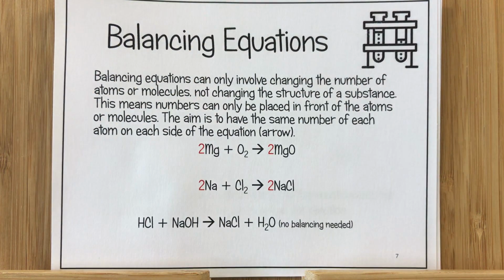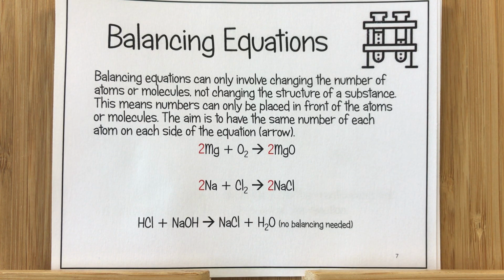So, balancing equations can only involve changing the number of atoms or molecules, not changing the structure of the substance. When we balance an equation, we can only put numbers at the beginning. We can't change the structure of the molecule or particle arrangement. All we can do is change the number of total molecules or atoms that there are. This means we can only place numbers in front of the atoms or molecules. The aim is to have the same number of each atom on each side of the equation.